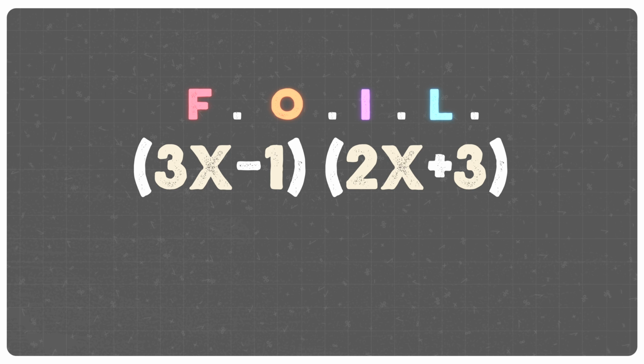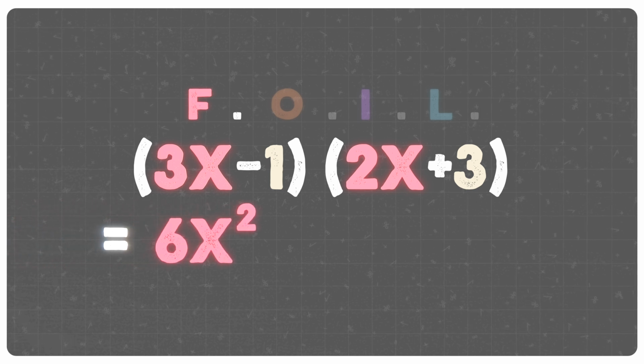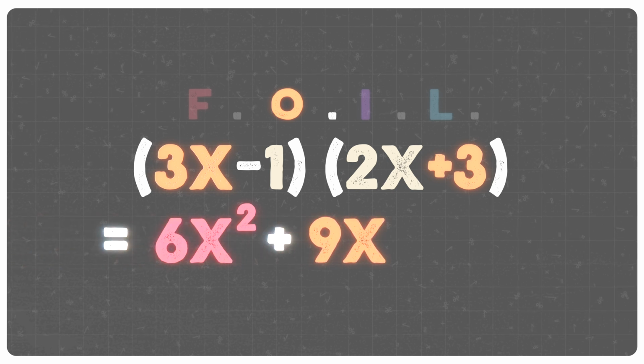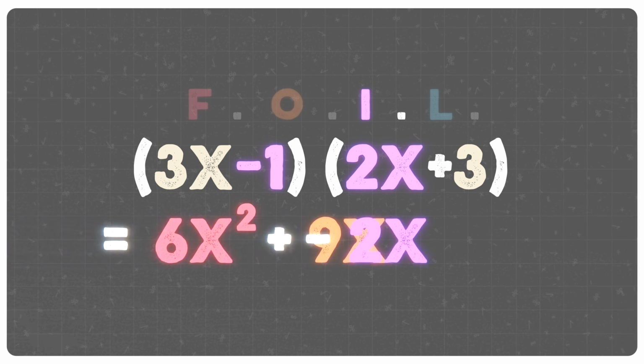Let's see one last example, this time with some coefficients or numbers in front of our x's. So it looks a bit trickier, but the principle is the same. We start by multiplying the first term in each bracket. 3x times 2x gives 6x squared. Now we multiply the outside terms. 3x times plus 3 gives plus 9x. Next up, inside terms. Minus 1 times 2x gives minus 2x.